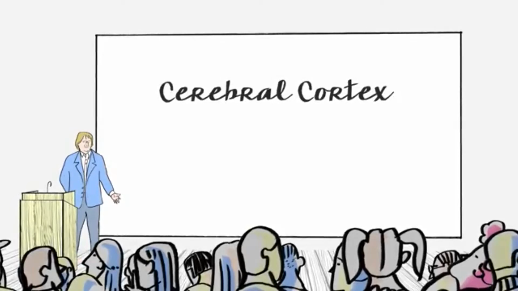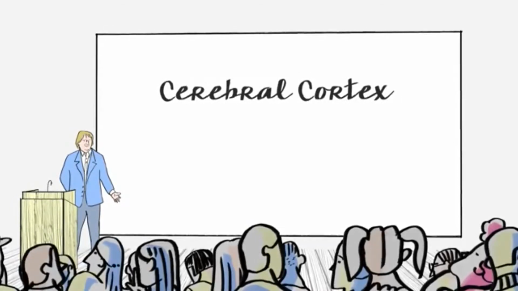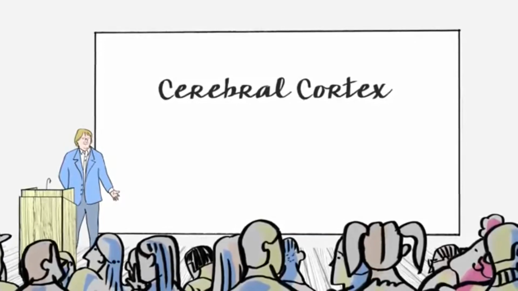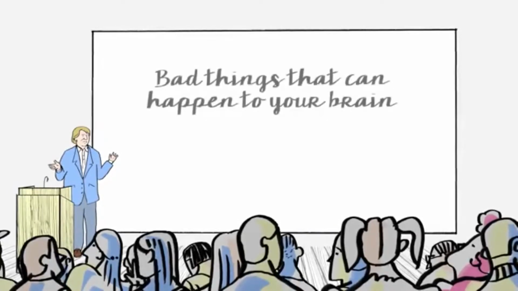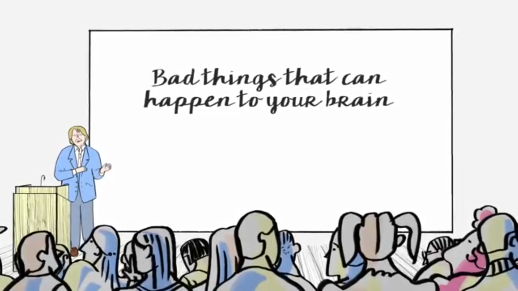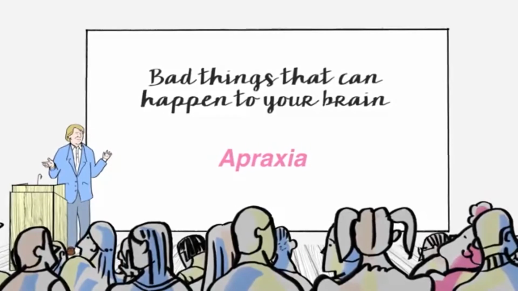Apraxia is a problem of actions. You're unable to do actions like waving goodbye or picking up food to bring to your mouth. You're not paralyzed. You can make the movements if you have to, but you can't coordinate these basic movements into complex actions. There's agnosia.